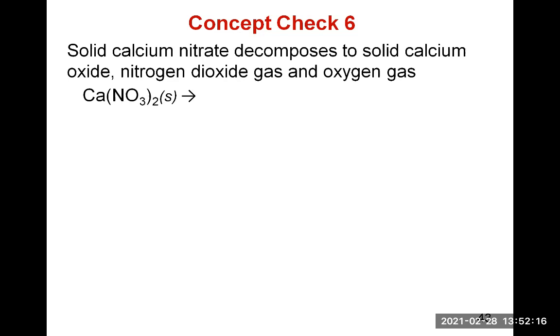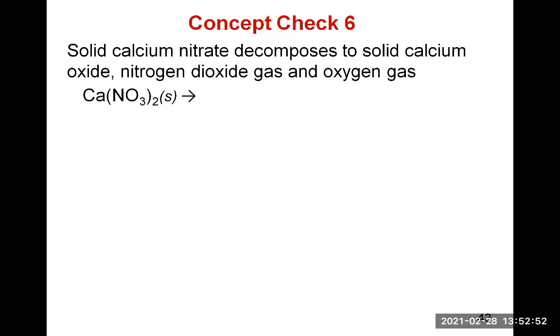NO3 is the nitrate, and we need 2 nitrates per calcium to cancel the charges on the calcium. That's solid, so S for solid. And then we have the arrow because it decomposes. So we have only this reactant and it decomposes into several products. First, solid calcium oxide. Calcium, again, is the 2+ ion, Ca2+. Oxide is the oxygen when it's an ion, and it's O -2. So 2 negative charges on the oxide, 2 positive charges on the calcium. So one of each ion will make this a neutral formula.